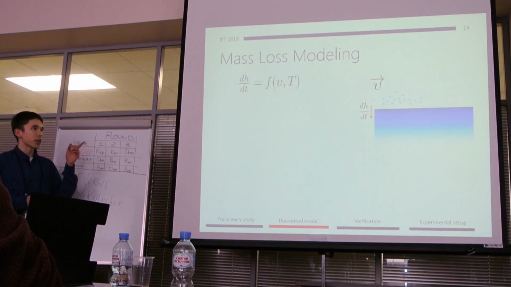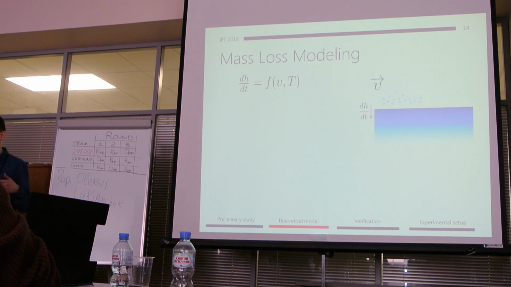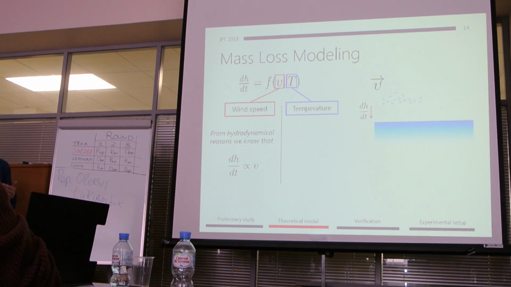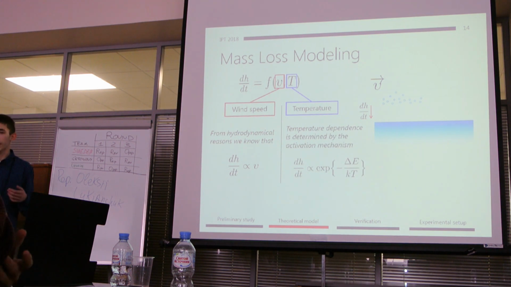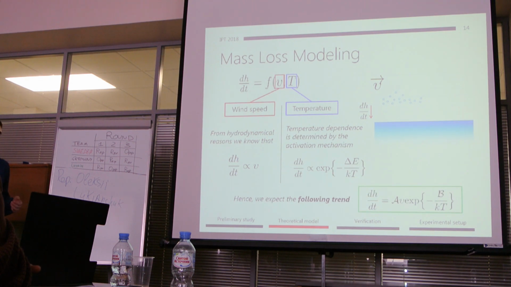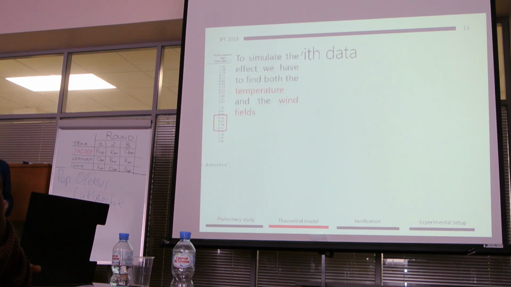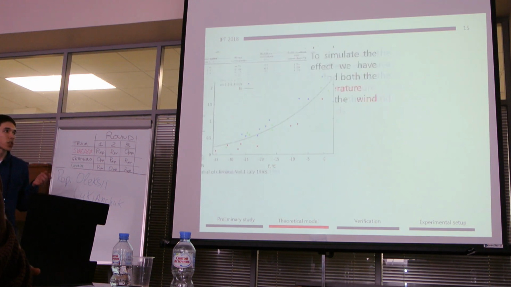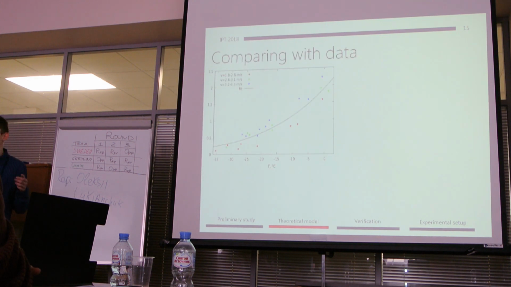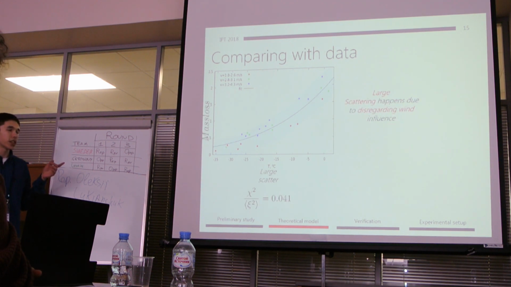This mass loss function has as the most important parameters velocity and temperature. And hydrodynamics requires the function to be proportional to velocity. And since the process of debris separation is caused by an activation mechanism, we expect the function to be proportional to the activation exponent. Hence, the following trend is expected. So we also took the data from this article, but if we just try to plot this dependence of the coefficient of mass loss on temperature, we'll get a graph with big deviation. It means that, and we have already found why it happens, we neglected air influence.